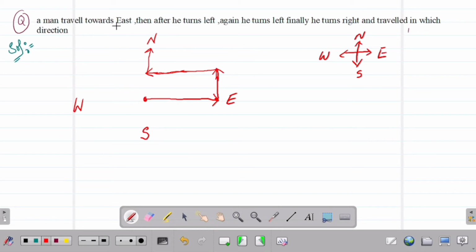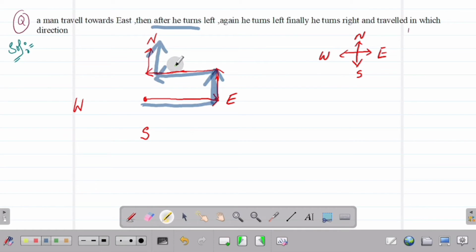A man travels toward the east. This one first east. Then after he turns left. This is left side. Then after he turns left, and again he turns left. This is left here. So again he turns left. Finally he turns right. This is right.